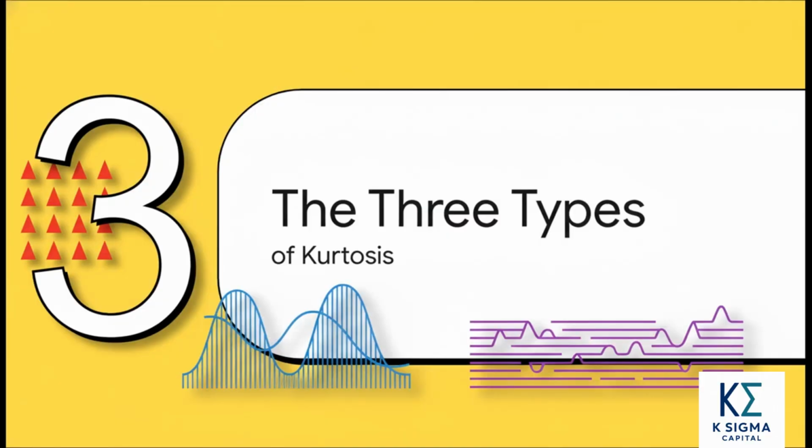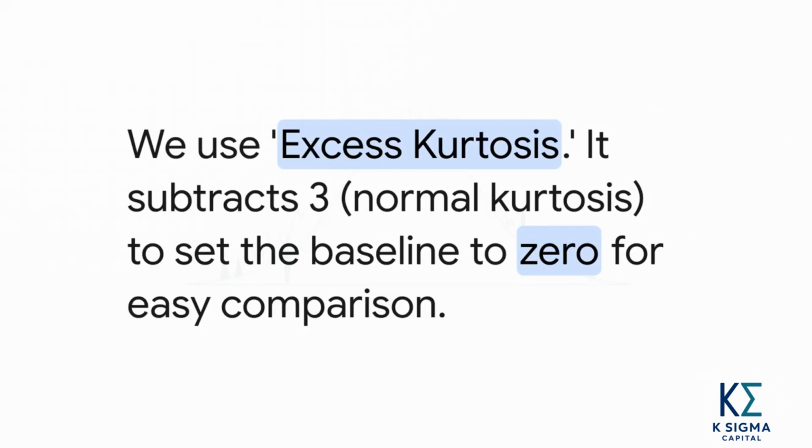Okay, so we've got a handle on what kurtosis is. Now let's get into the nitty-gritty and learn how to read it. There are basically 3 flavors of kurtosis, and each one is telling us something different about the risk we're looking at. Now, to make all this easier to compare, analysts came up with something called excess kurtosis. See, a totally normal distribution has a kurtosis value of 3.